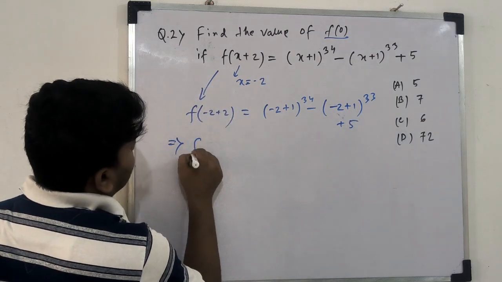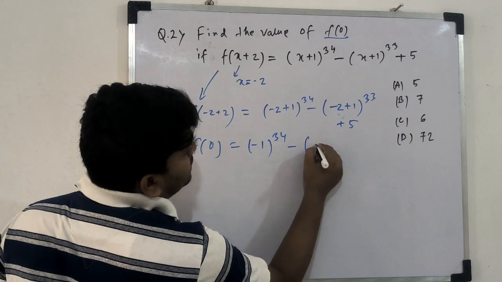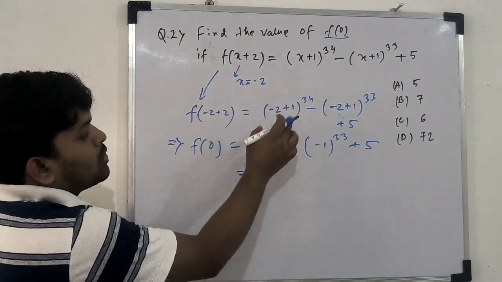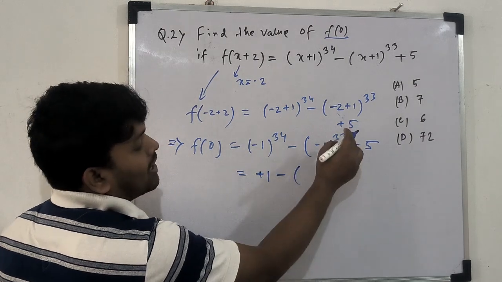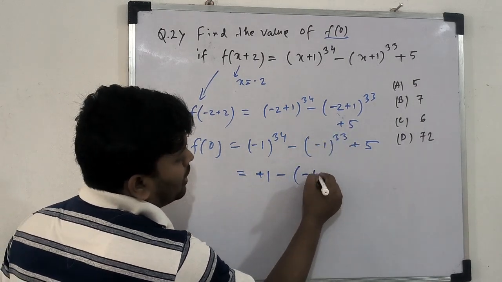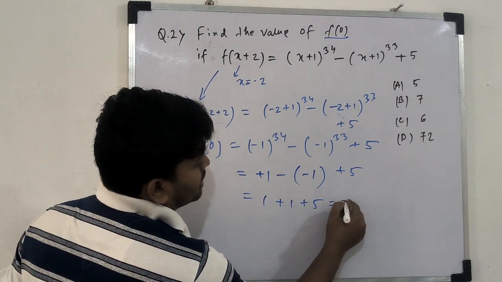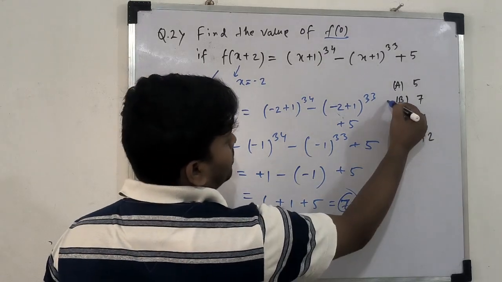So this gives f of 0, and this is minus 1 to the power 34 minus minus 1 to the power 33 plus 5. Minus 1 to the even power is plus 1, minus 1 to the power 33, an odd number, is minus 1, and this is plus 5. So this is 1 plus 1 plus 5, that is 7. This was a very easy question, so option B is correct.